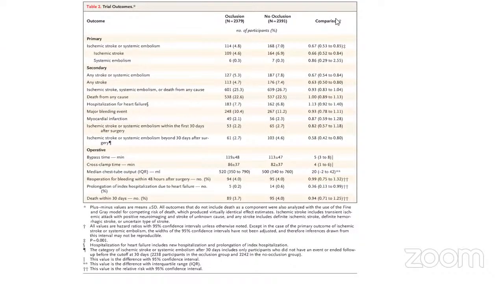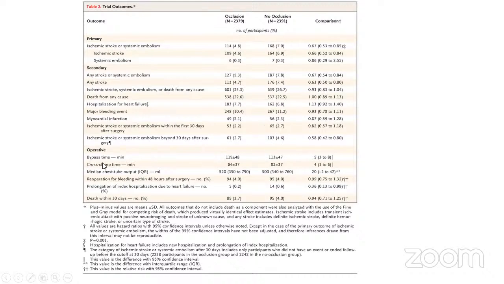This table shows the outcomes that we just talked about. Ischemic stroke, as previously mentioned, was found in 4.8% versus 7% in the no occlusion group during the entire follow-up period, with a p-value of 0.001 and a hazard ratio of 0.67. The ischemic strokes within the first 30 days were quite similar between the two groups, 2.2 in the occlusion arm versus 2.7 in the no occlusion arm. However, after 30 days, it was only 2.7 in the occlusion group versus 4.6 in the no occlusion group.